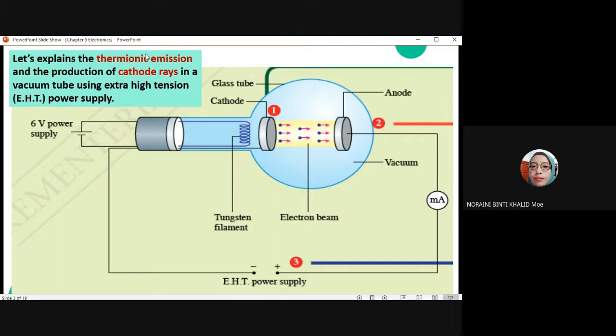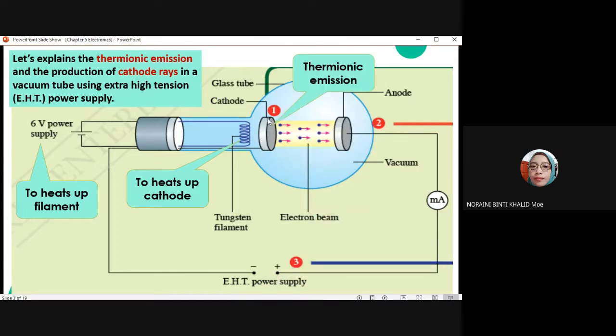Let's explain thermionic emission and production of cathode rays in vacuum tube using extra high tension power supply. Okay, let's look at this one. The 6-volt power supply is to heat up filament. The filament, when it glows, will heat up cathode. The cathode will release electrons through thermionic emissions. Electron beam is produced, accelerated towards anode. Through the focusing anode, it will continue to travel in vacuum.